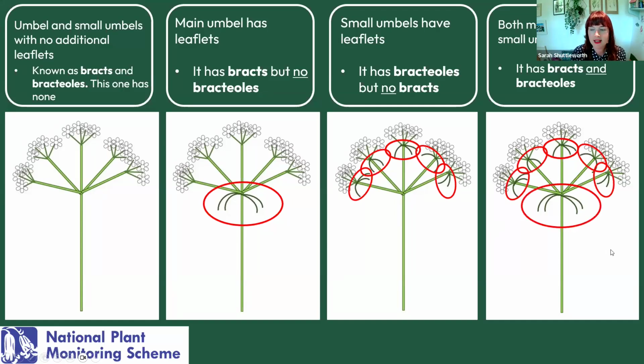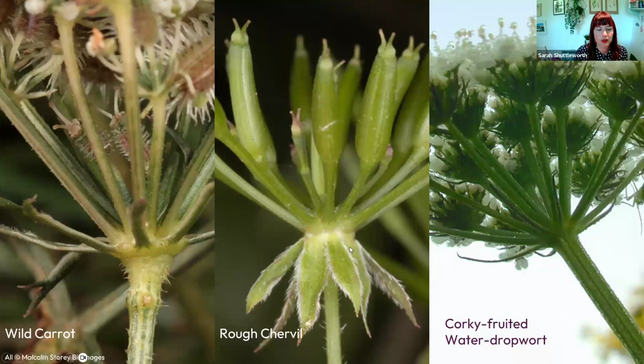And if you can really get that solidified in your mind, then that will be so helpful for you when you're looking at it. So let's actually see what they look like on a real plant.